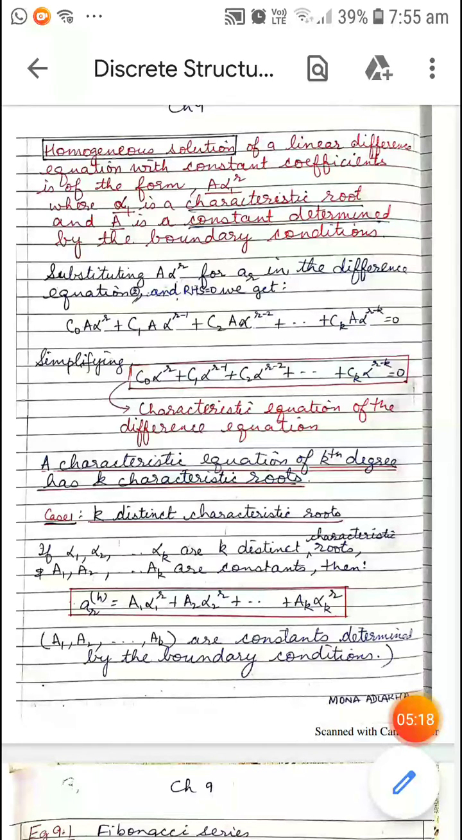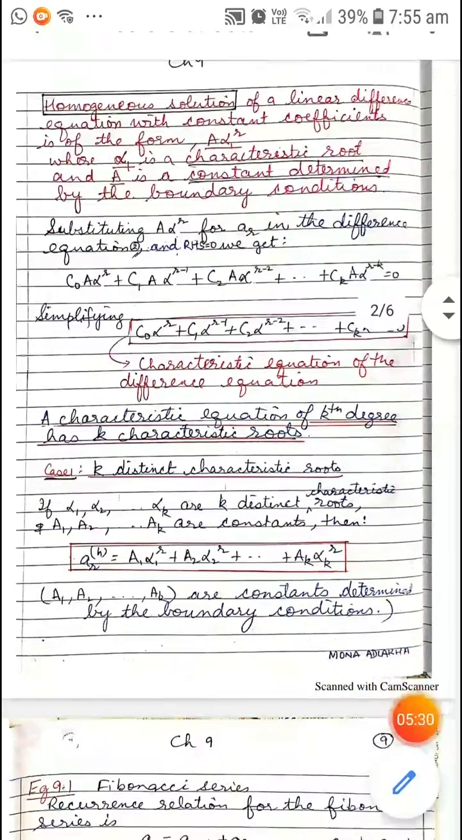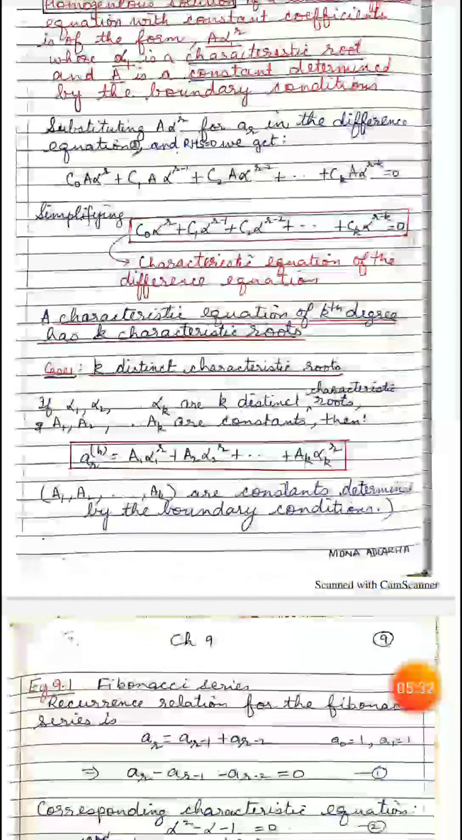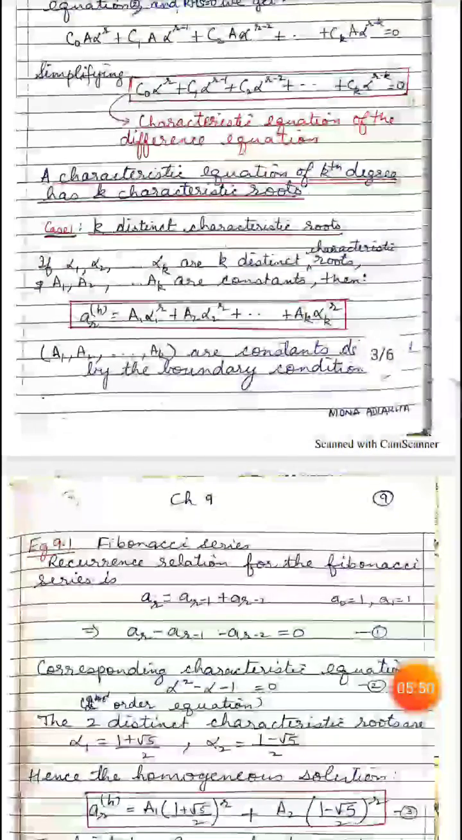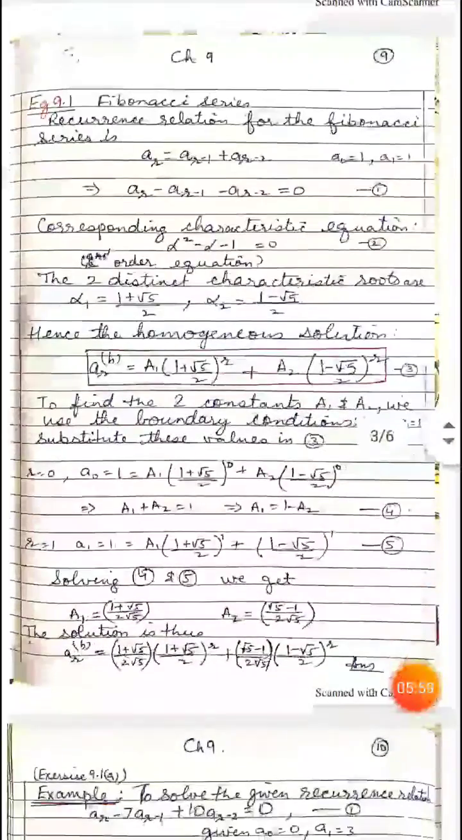Okay, so if you have k distinct roots, so if alpha 1, alpha 2 up till alpha k are the k distinct characteristic roots, and a1, a2 up till ak are constants, then this is the equation. The homogeneous equation is a sum of a1 alpha 1 to the power of r plus a2 alpha 2 to the power of r up till ak alpha k to the power of r, where all these ai's are determined by the given boundary conditions. So it is a sum of some constant times your root to the power of r, and each of these terms is added for each of the distinct roots that you have calculated.